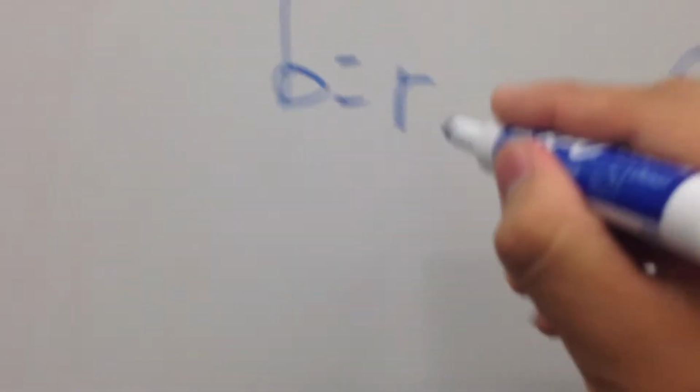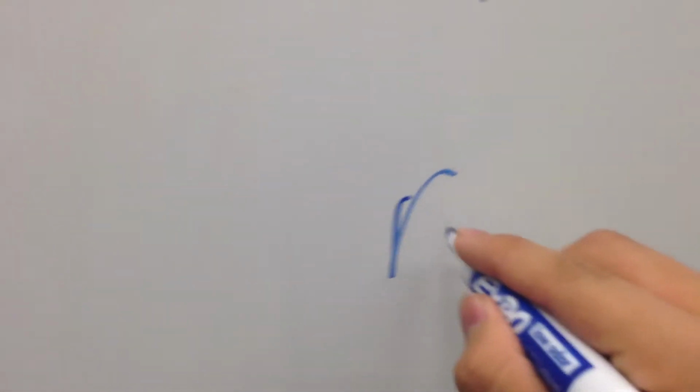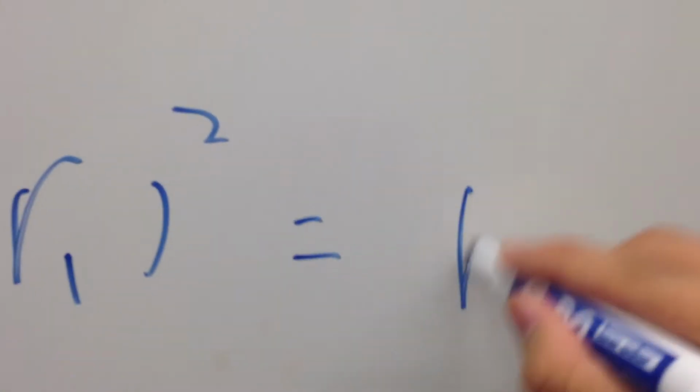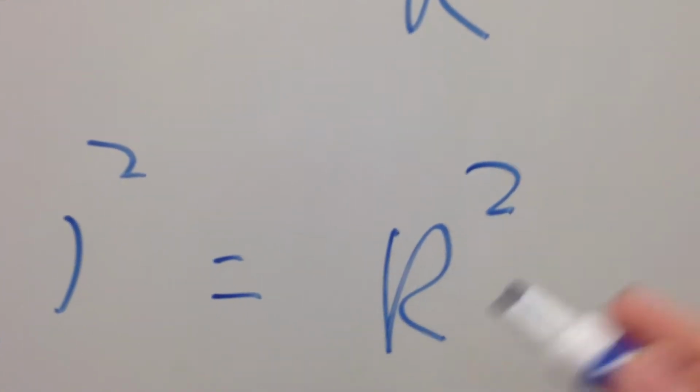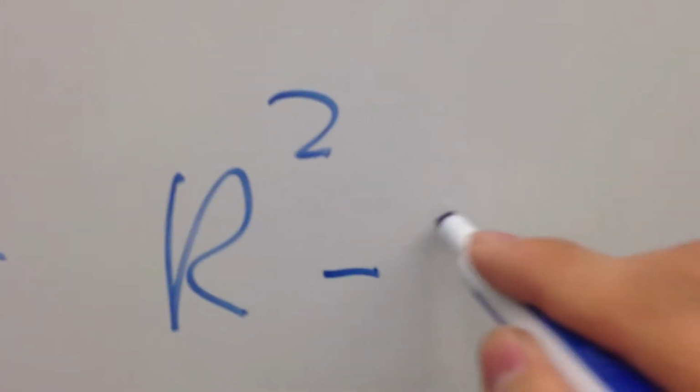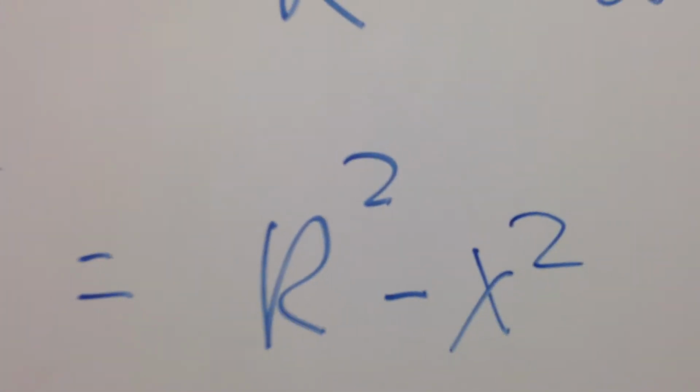r1 squared is the square of c minus the square of x. So it's r squared minus x squared.